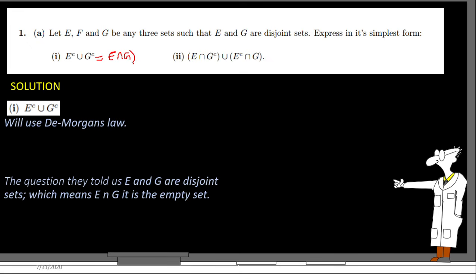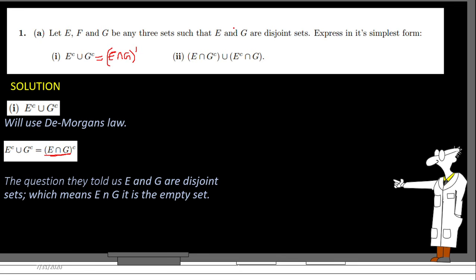They'll ask you about De Morgan's law. So De Morgan's law will be like this, right? Remember what I explained on De Morgan's law. This is simple. And here they told us, can we simplify this further? Yes, we can simplify this further. We know E intersection G. So what is this E intersection G?